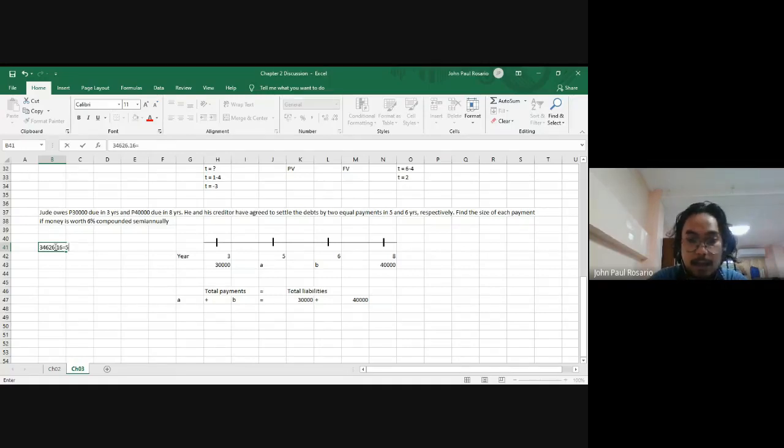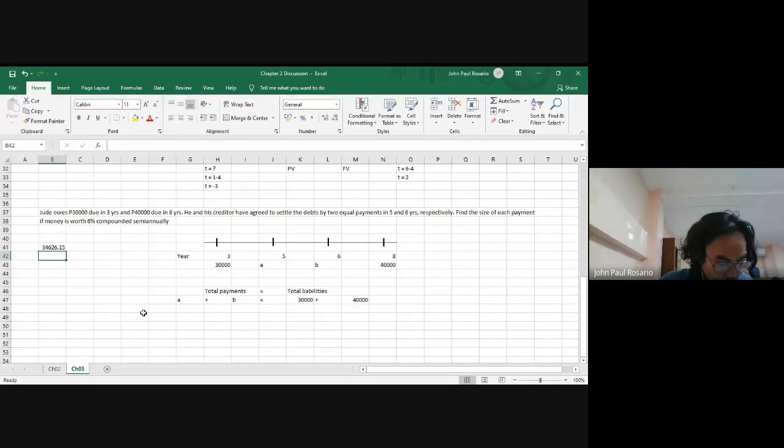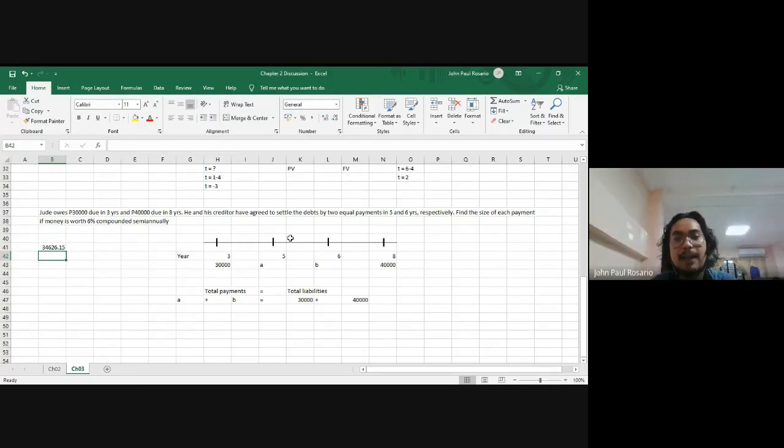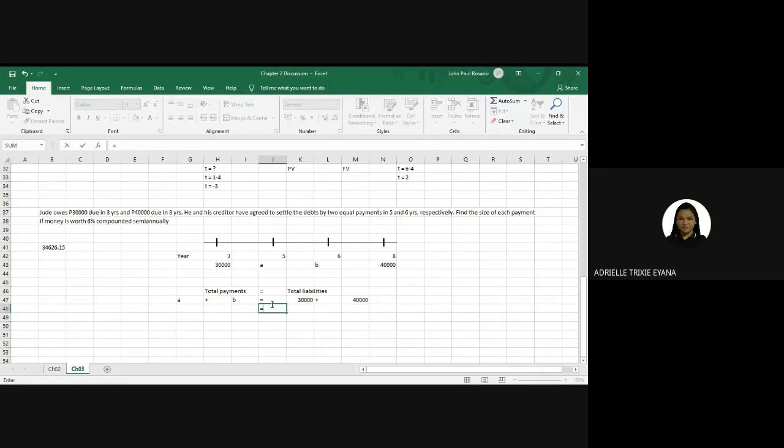34,626.15. And in his example, he used year 6 as the date of comparison. Now, for our difference, I'll use year 5 as our date of comparison. Is that okay? Yes, sir. Okay. So, meaning, your date of comparison is year 5, you have to bring everything towards year 5 for their equivalent values. Okay? Can you follow? Yes, sir.